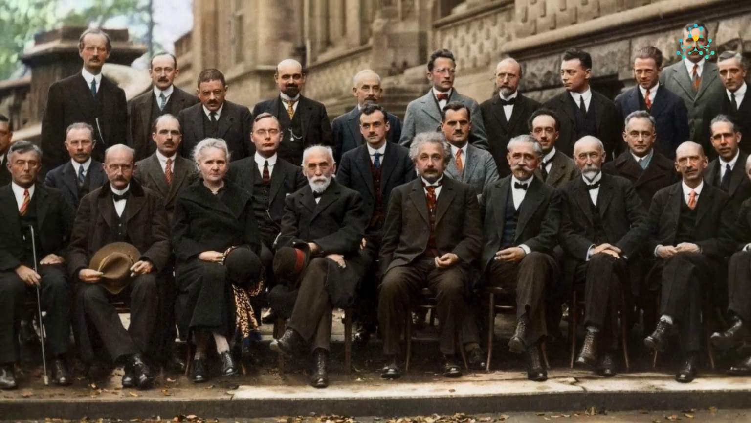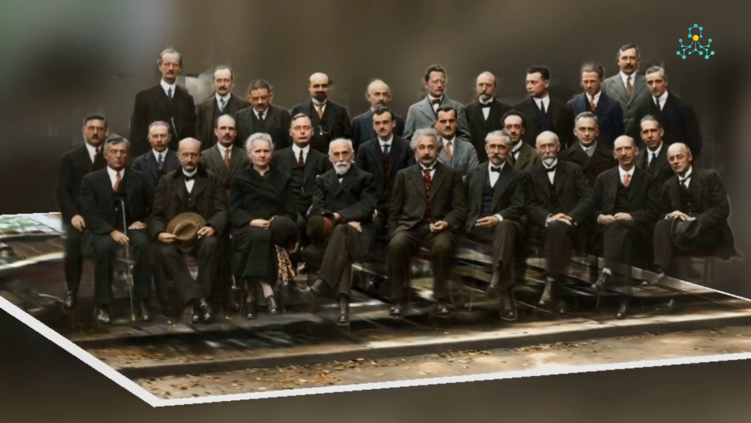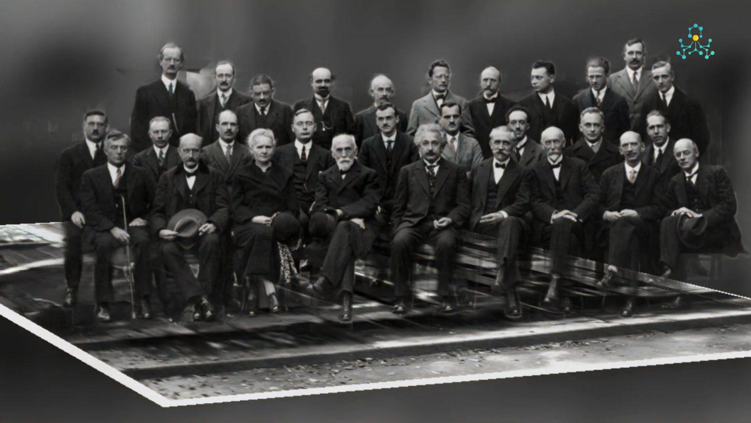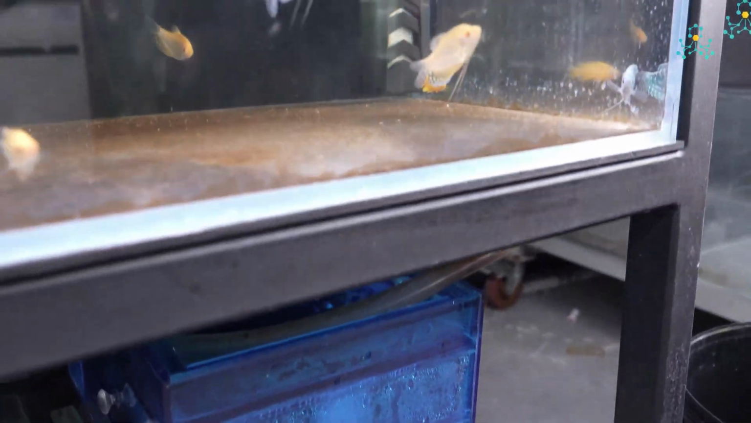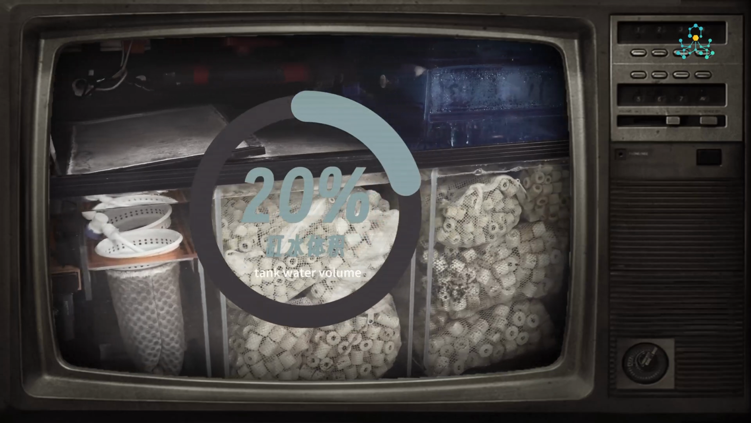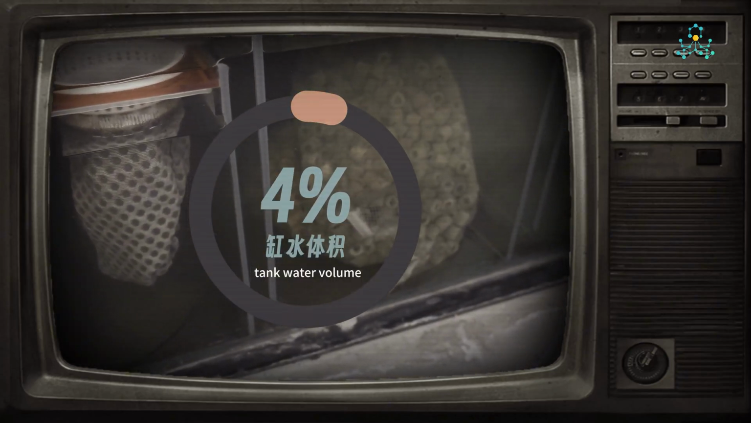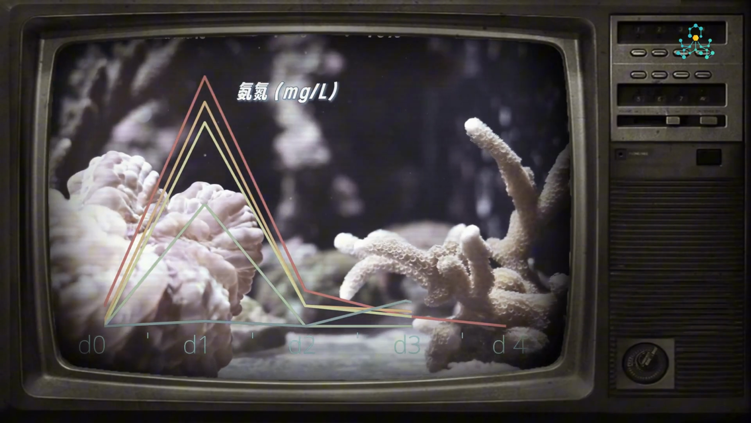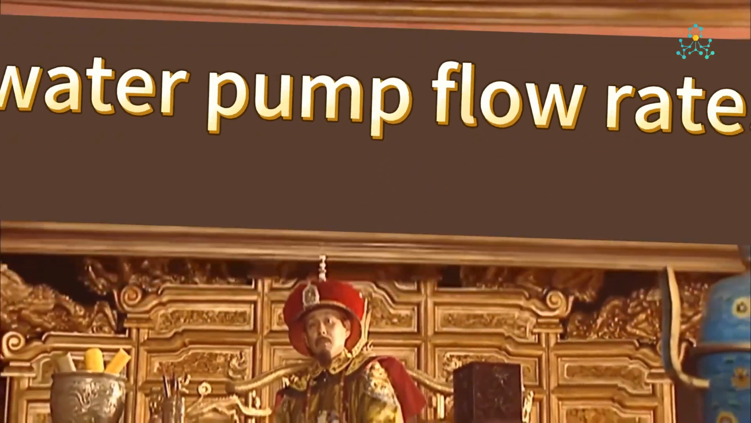Fish enthusiasts who frequently attend Solvay conferences should know that the world is made up not only of space but also of time. In the previous experiment, we explored the actual requirements for filter media based on the ratio of filter media to tank water volume. But this raises a new question. If the amount of filter media represents the space in a fish tank filtration system, then what defines the time of the filtration system? That's right, it's water pump flow rate.